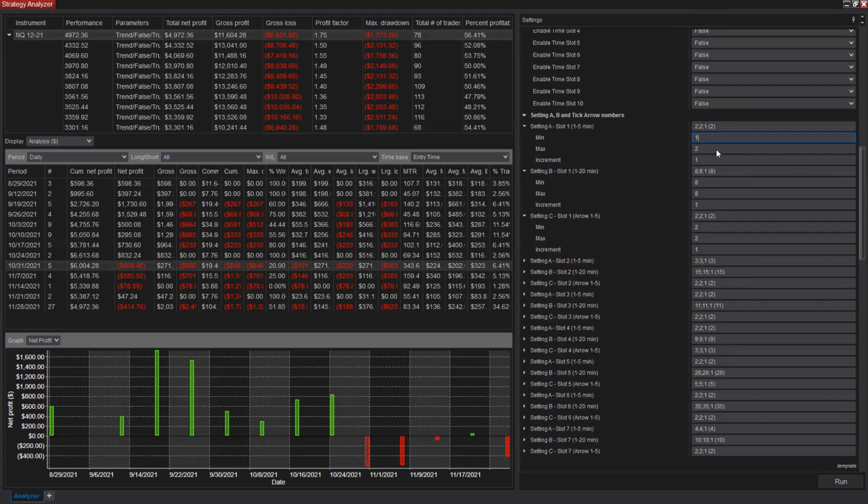Okay, so I'm going to go slot 1 to 5 like this, and slot B, I'm going to go 1 to 20, and let's just do 1 to 3. Let's just see if that increases it too much.